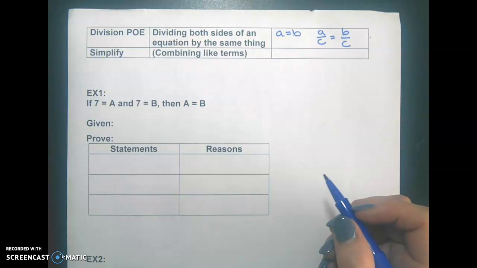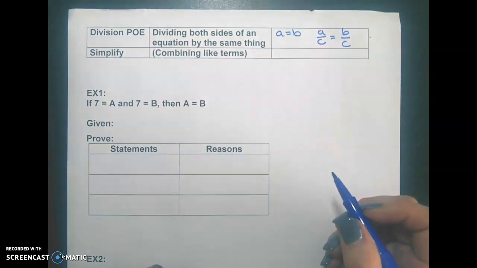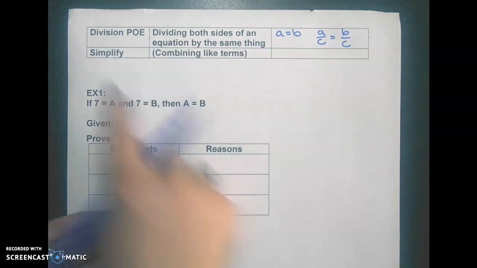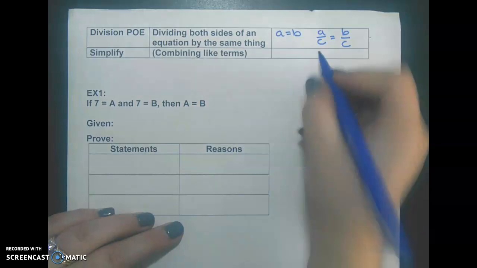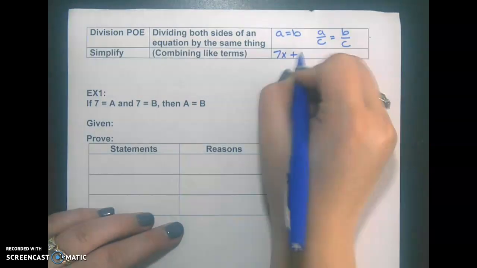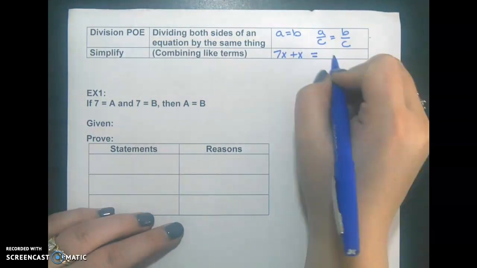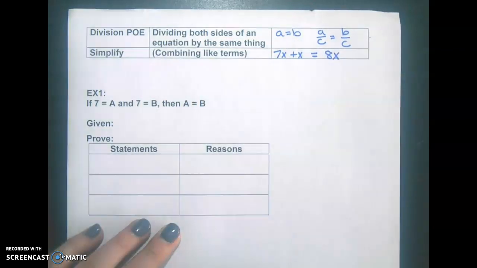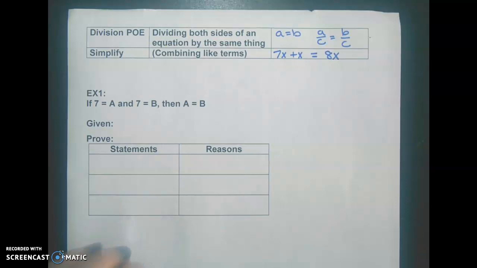This is like in algebra when you're solving equations and what you do to one side you have to do to the other. That is because of these properties of equality. All right, and last but not least, we have simplify, which is just combining like terms. So if I had 7x plus x, those are like terms, and I could rewrite it as 8x. That takes care of all of our properties that we will be using for our proofs today.